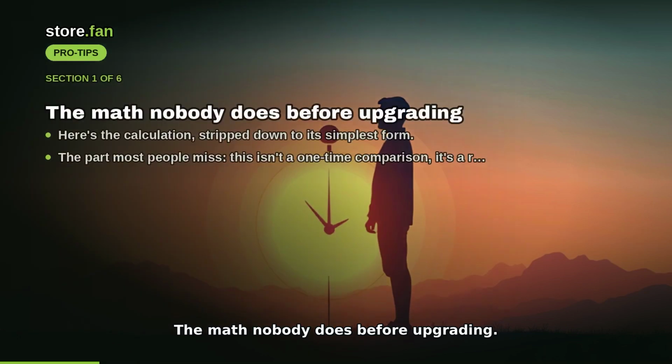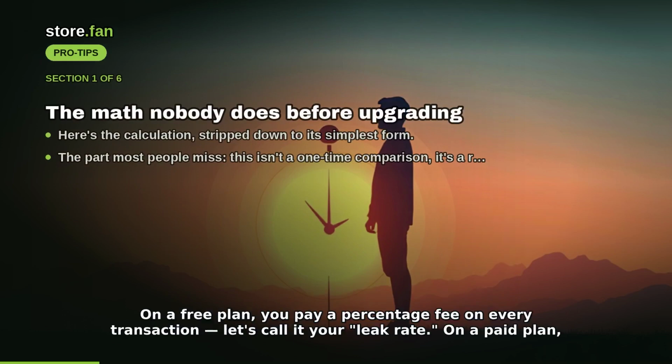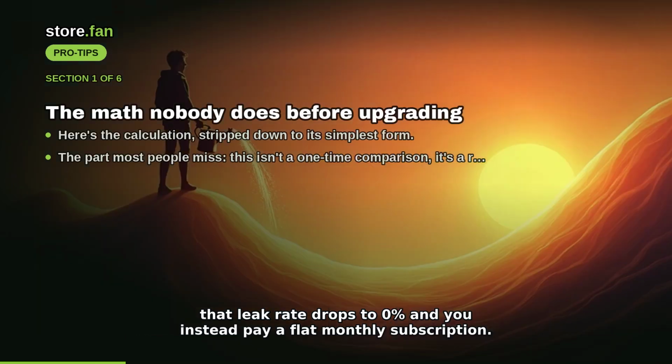The math nobody does before upgrading. Here's the calculation, stripped down to its simplest form. On a free plan, you pay a percentage fee on every transaction. Let's call it your leak rate. On a paid plan, that leak rate drops to 0%, and you instead pay a flat monthly subscription.